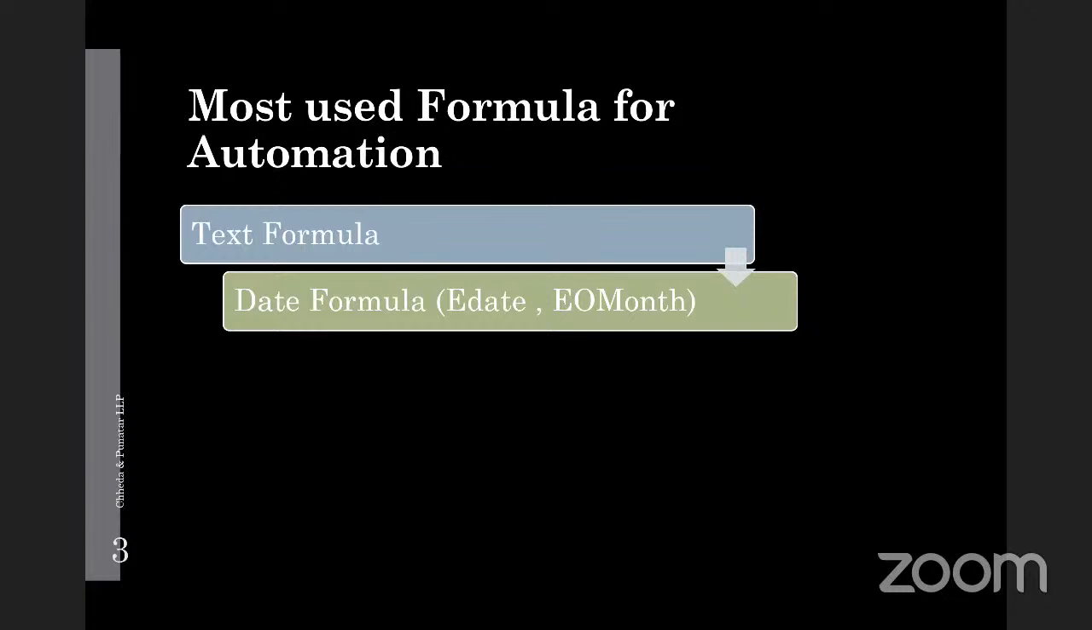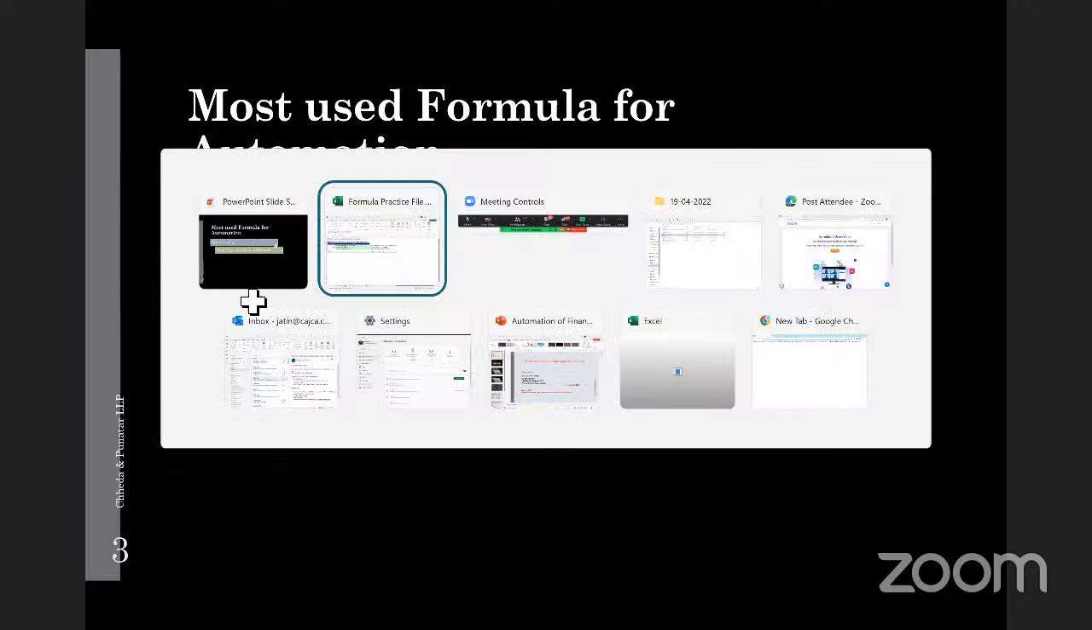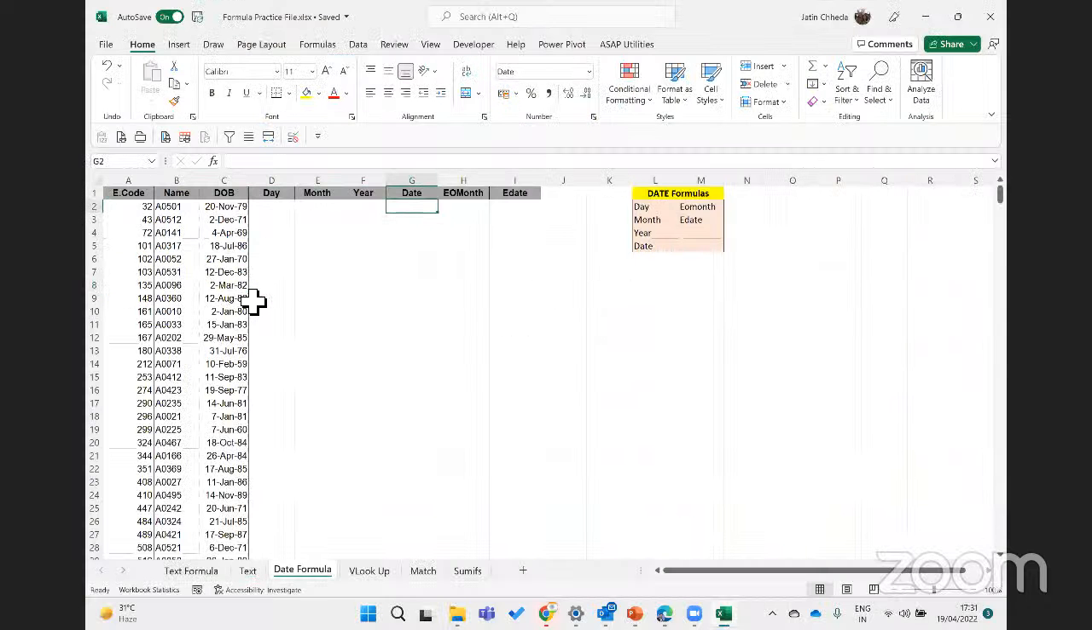The maximum use we can have is EDATE and EOMONTH. So what is the difference between EDATE and EOMONTH? Basically, let me open the practical file for that. Okay. So there are a number of employee codes which we have given over here, and we have written the date of birth over here.